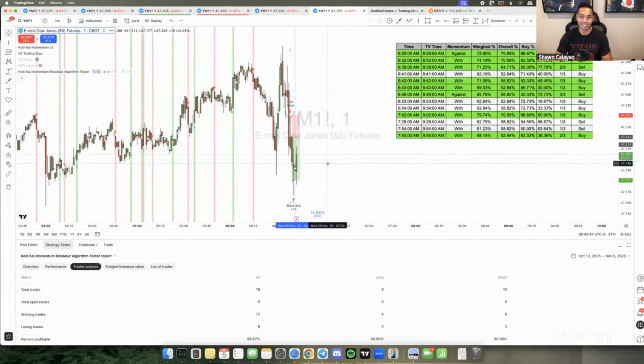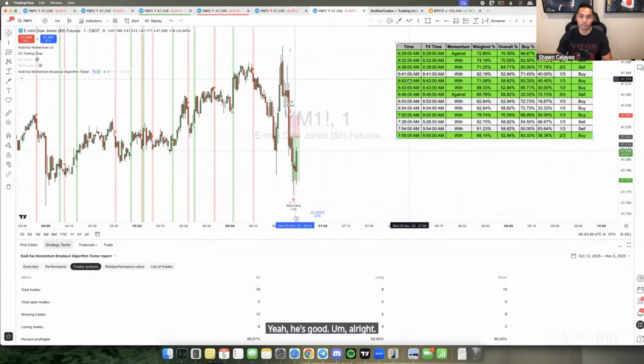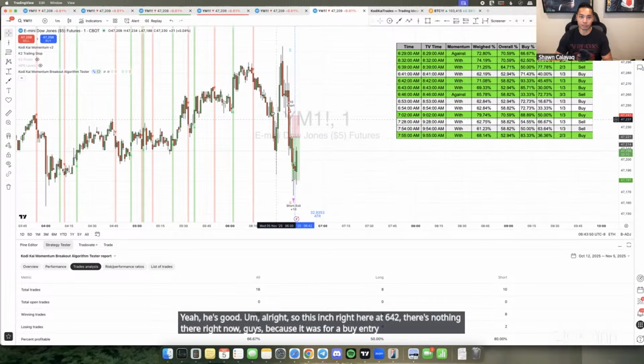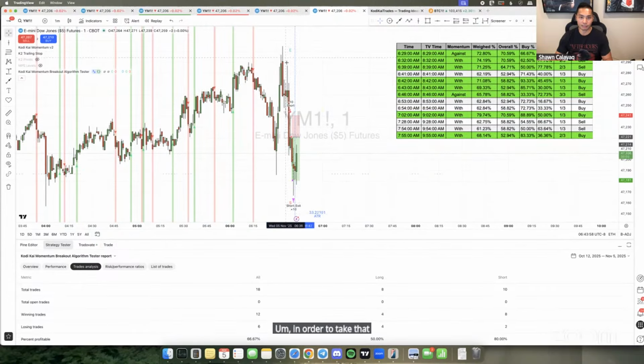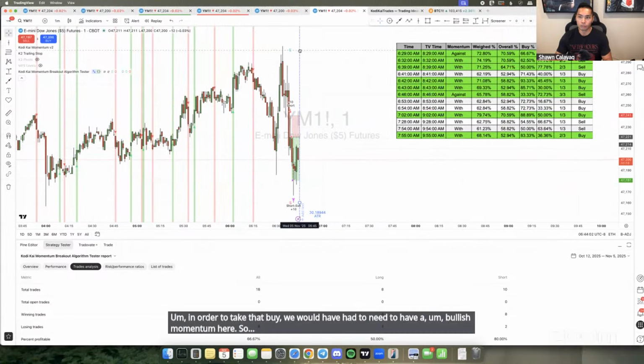Yeah, he's good. All right, so this entry right here at 642, there's nothing there right now, guys, because it was for a buy entry, but the momentum here is a sell. In order to take that buy, we would have needed bullish momentum here. So both of these trades are not coming up right now, the 642 and 643. We have another one at 646, which is coming up right here.